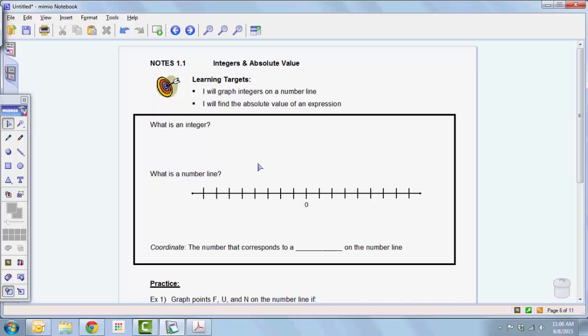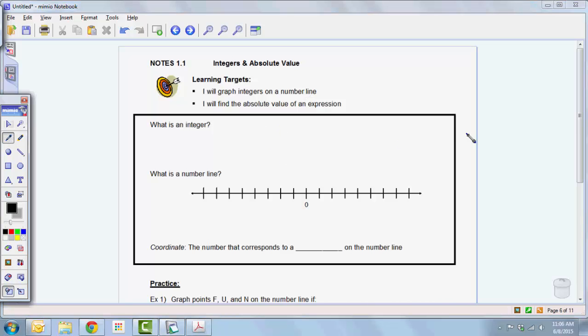For Chapter 1, Section 1 video notes, we're going to be talking about two different learning targets today. Your first learning target is going to be how to graph integers on a number line, and then your second learning target is going to be able to find the absolute value of an expression. So we're going to start with our first learning target.